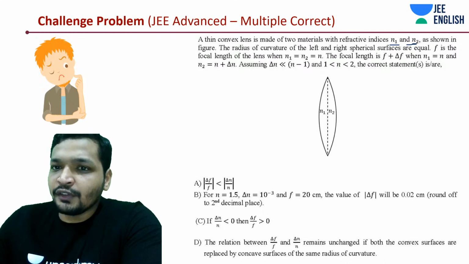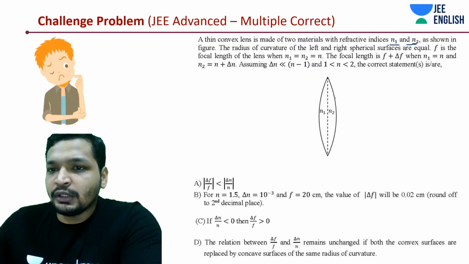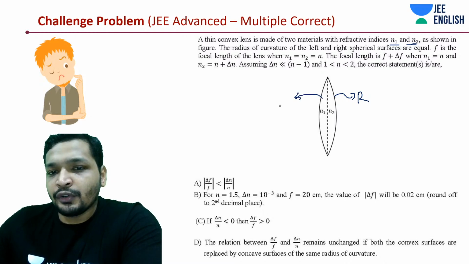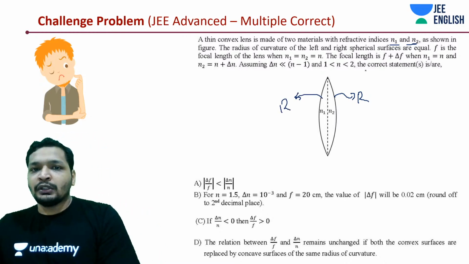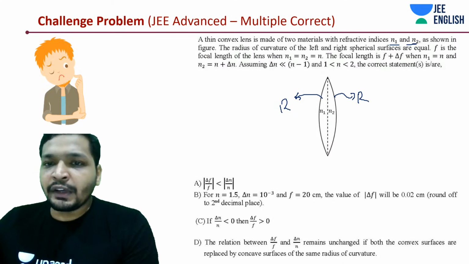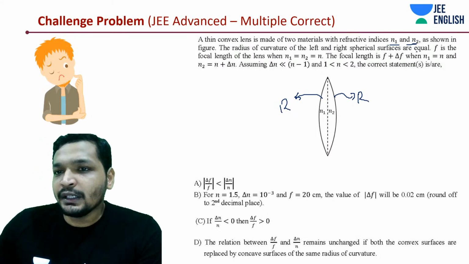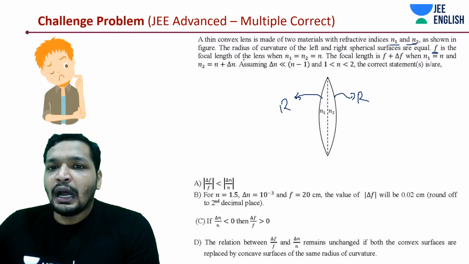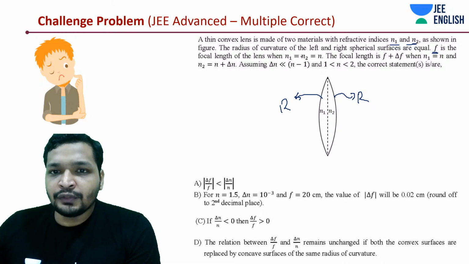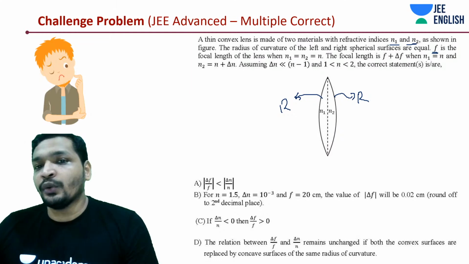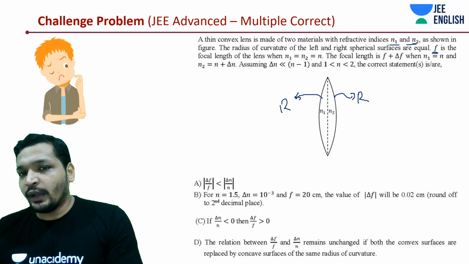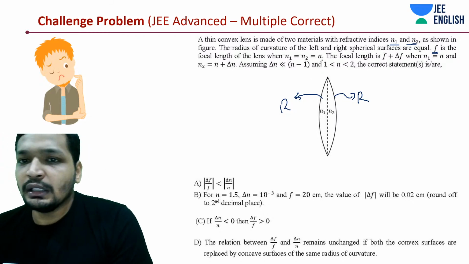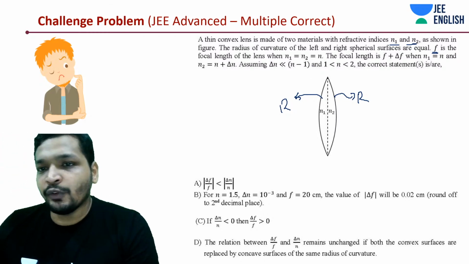The radius of curvature of the left and the right spheres are equal. Both have the same radius of curvature, let's say r. This is also going to have r. And both are convex lenses. The radius of curvature of the left and the right spheres are equal, and f is the focal length of the lens when n1 is equal to n2 is equal to n. Makes sense? When they are both equal, obviously they would have the same focal length.